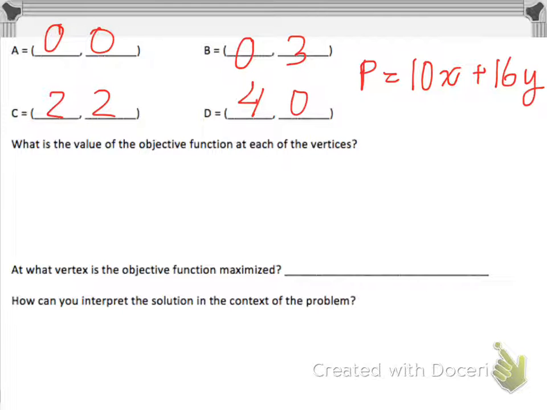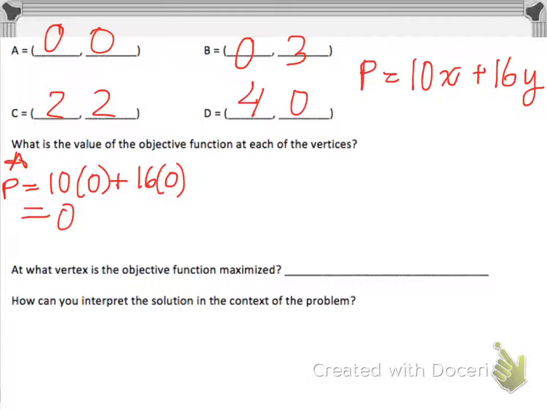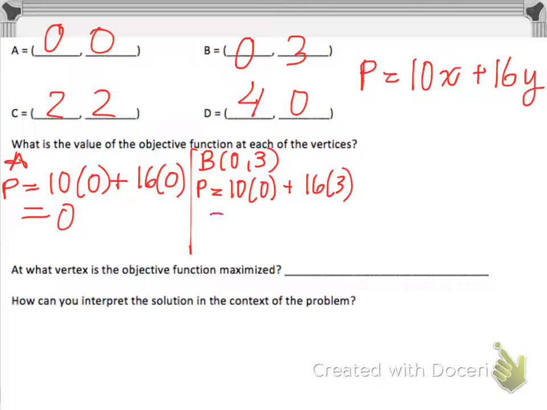So plugging in at each vertex, I can try to find where my profit is going to be at its maximum. So at point A, I'm plugging in 0 for x and y. And this should be a pretty quick one. We should just get 0 here, right? If we don't make any tables and we don't make any chairs, then we're going to have zero profit. For point B, that's the point 0, 3. So I'm doing 10 times 0 plus 16 times 3, which gives me a profit of 16 times 3 is 48. So it would be $48.